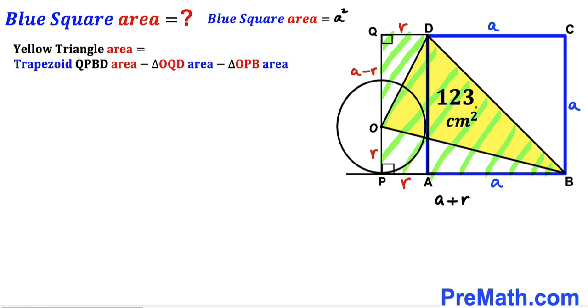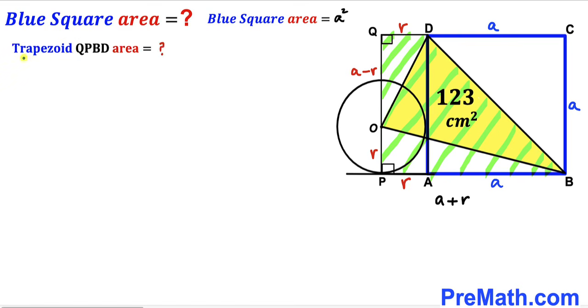We can see that the area of this yellow shaded triangle is going to be equal to the area of the trapezoid QPBD minus the area of the right triangle OQD, as you can see, this triangle OQD, and minus the other right triangle OPB. We are talking about this right triangle OPB. Now our task is to calculate the area of this trapezoid QPBD, the area of the triangle OQD, and finally the area of this other triangle OPB as well.